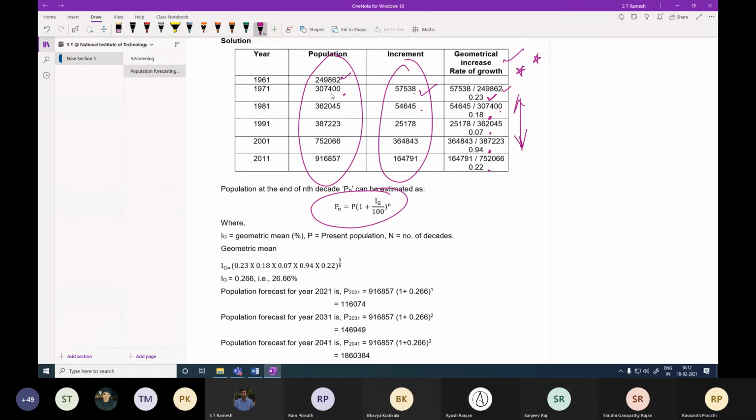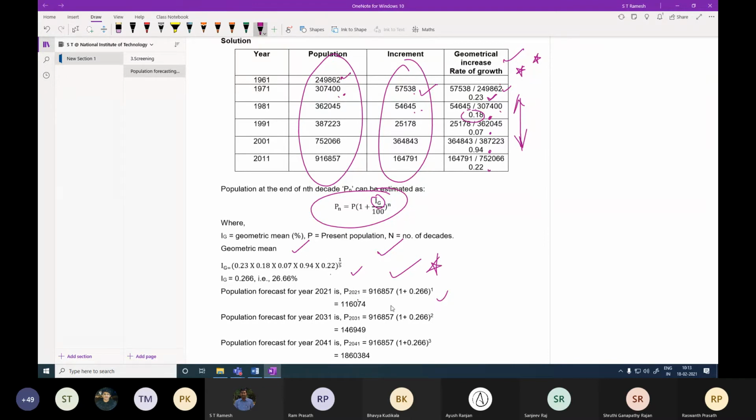Increment we have calculated: 3.07 minus 2.49 divided by 2.499. This one first, initially. The second one is 54,645 divided by 3,07,400. That you may get as a value. Okay, yes. Now we have to calculate what is the IG value. IG is equal to geometrical increase. So IG you can calculate. You can refer to the previous notes. You can use this formula: percentage 1, percentage 2, percentage 3, percentage 4, the product to the whole power 1 by n. So this is how to calculate the geometric mean, and you can use this formula.